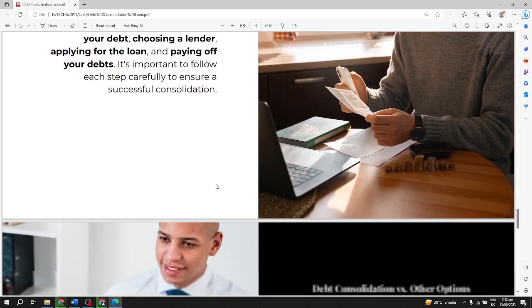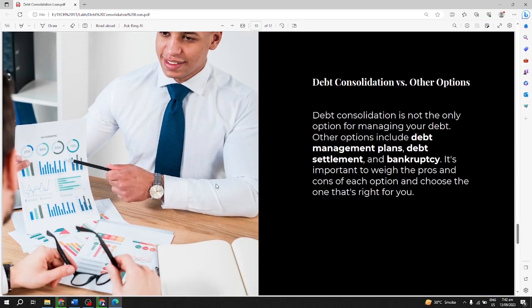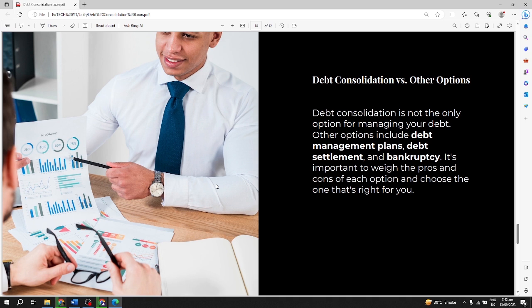So the next slide is debt consolidation versus other options. Consolidation is not the only option for managing your debt. Other options include debt management plans, debt settlement, and bankruptcy. It's important to weigh the pros and cons of each option and choose the one that's right for you.